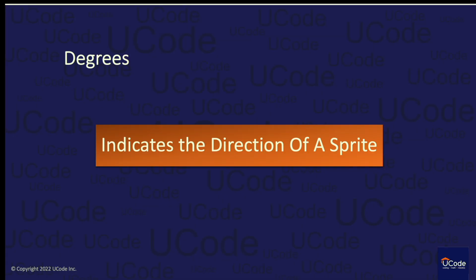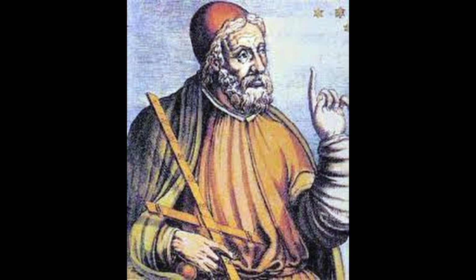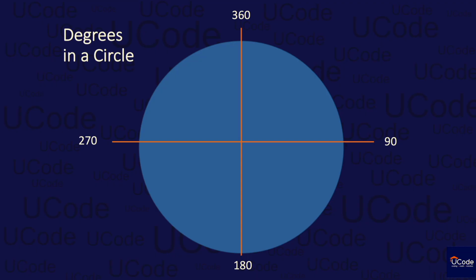But how do we tell the computer how far to rotate or in what direction to rotate? We'd have to give it a number or value because, well, that's what computers understand. The number is called a degree. And a long time ago, a very smart Greek astronomer, Hipparchus, decided that there would be 360 degrees in a circle. Thank you, Hipparchus. In Scratch, you tell the sprite how far to rotate using degrees.